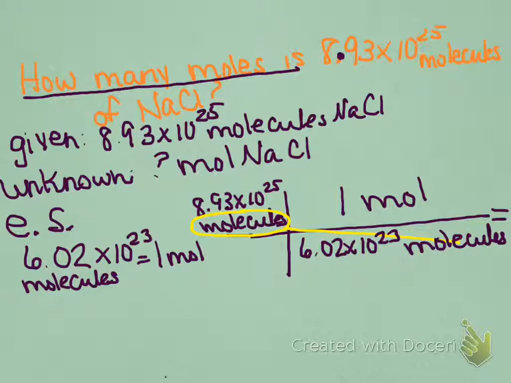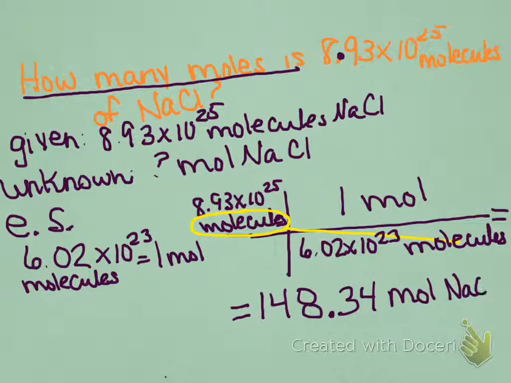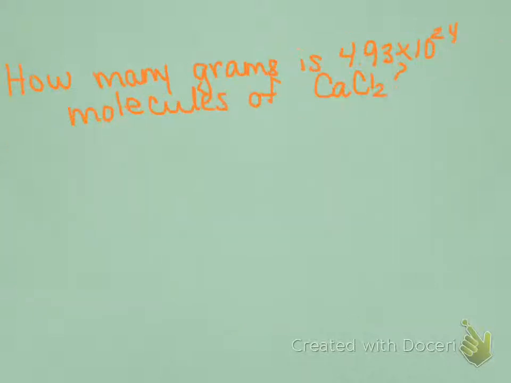Okay, so I solved my calculator issues. If I take 8.93 times 10 to the 25th, divide it by 6.02 times 10 to the 23rd, I am going to get 148.3388704319. Whole bunch of decimal places. Remember, we're going to round to 2 places, so I'm going to get 148.34, and this is moles of NaCl. Okay, now let's look at another problem.